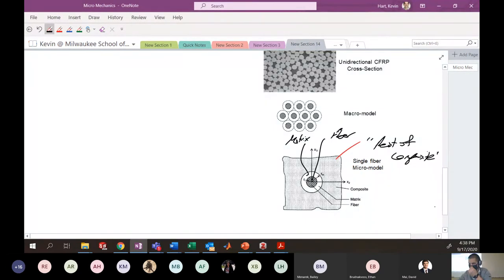All right. So there's your rest of the composite. It's the rest of the story. So let's talk about the models we'll cover, because there are a variety of different micromechanical models that we're going to evaluate.